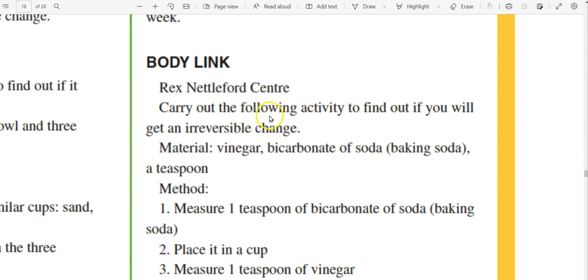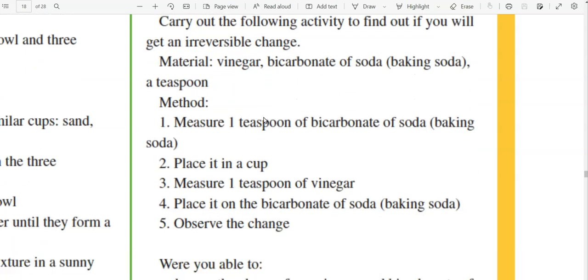Carry out the following activities and find out if you will get an irreversible change. The materials are vinegar and bicarbonate of soda, or baking soda. We need a teaspoon of that. And the method: 1. Measure 1 teaspoon of baking soda. 2. Place it in a cup. 3. Measure 1 teaspoon of vinegar. 4. Place it in the baking soda and then observe the change.